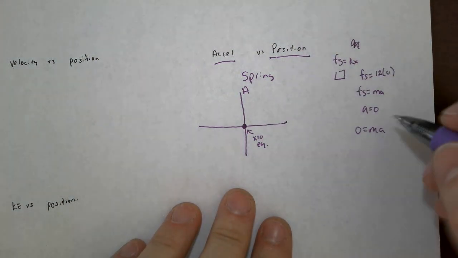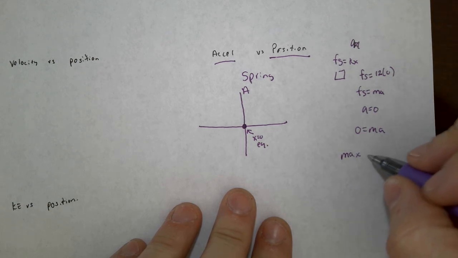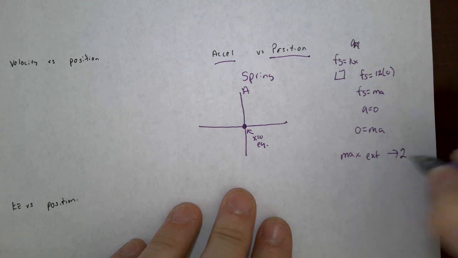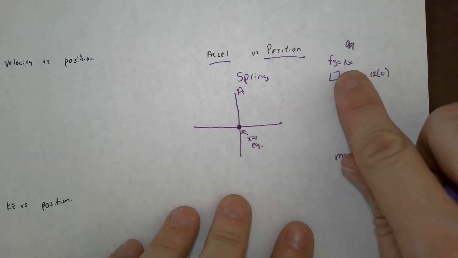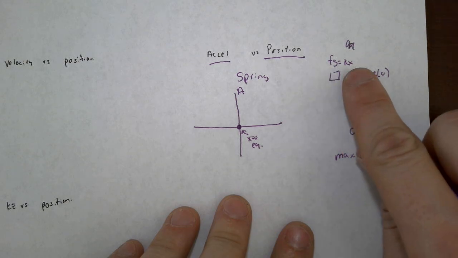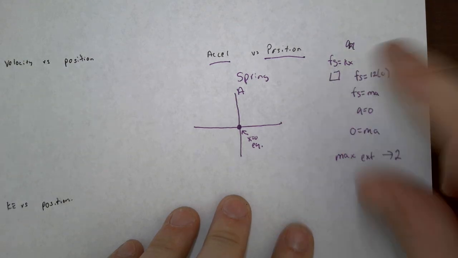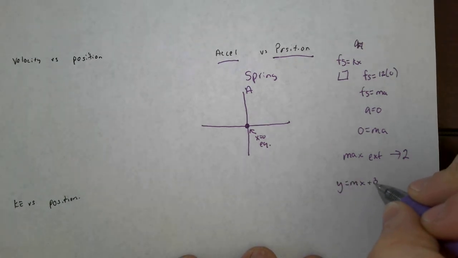All right. Well, let's say we go to max extension. Let's say that the max extension to the right is 2. Well, if that's the case, then look at this equation. The force of a spring is equal to kx. This is a mx without the b. This is a y equals mx plus b equation, but b is 0.